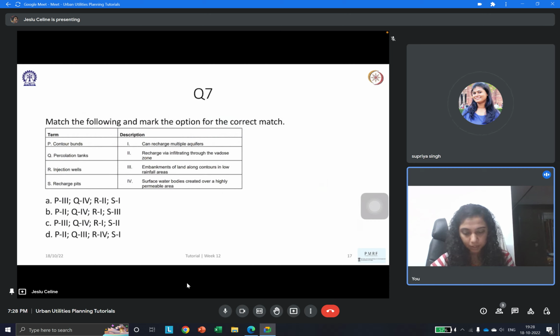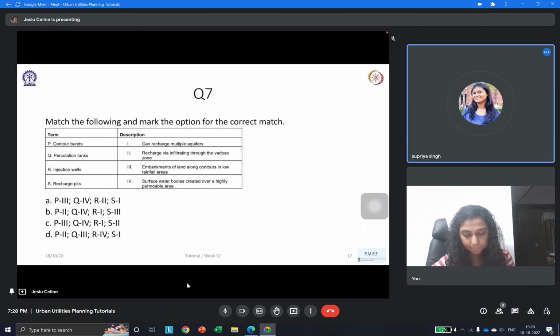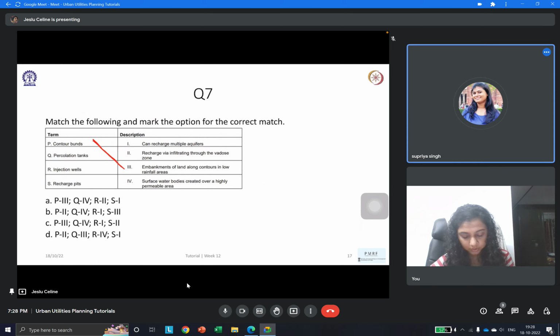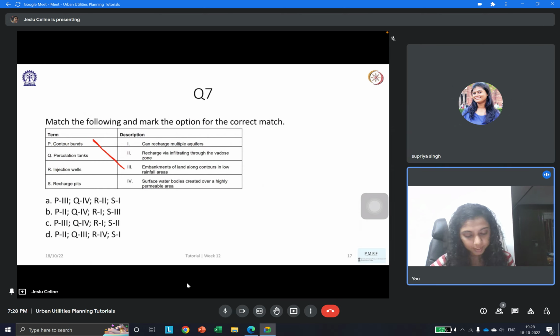Let's go. Contour bunds. Yes. Third one: embankments of land along contours in low rainfall areas. Correct. Percolation tank is 4: surface water bodies created over a highly permeable area. Correct.